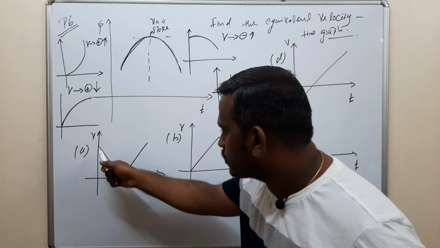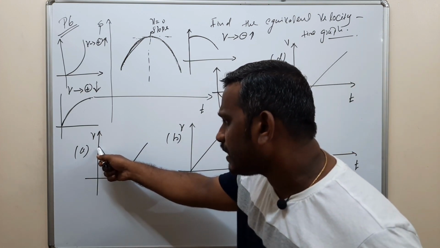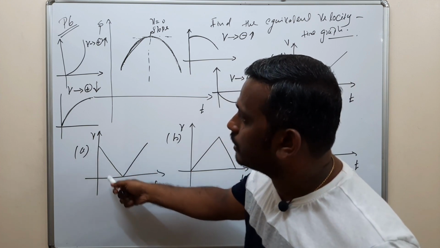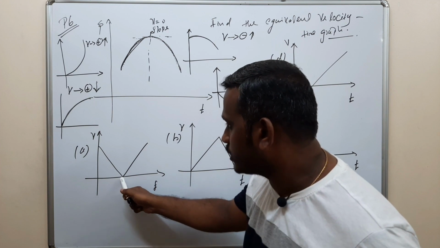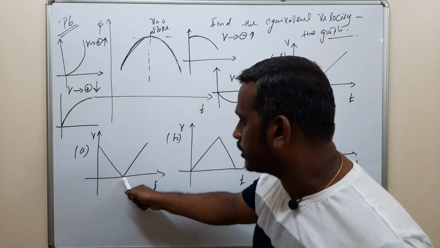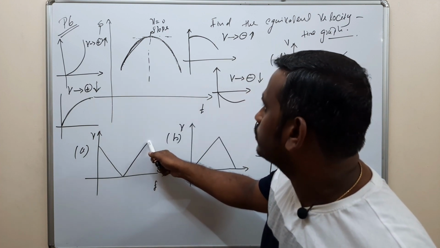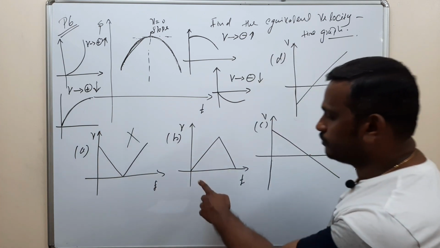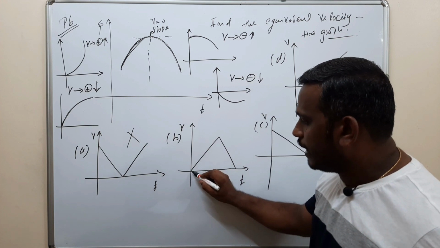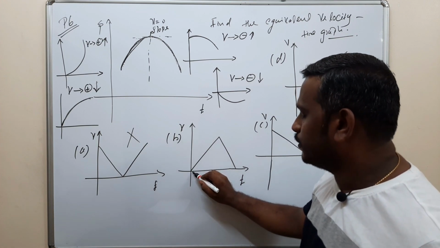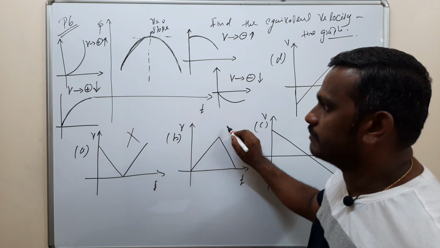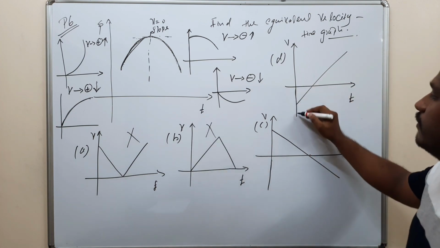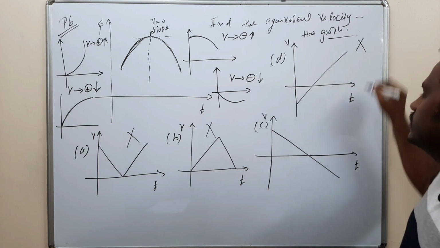In this graph, velocity is first positive and decreasing, then velocity becomes 0 at this point. Again the velocity is positive, so this is not the option. In this option, velocity is 0 and then positive increasing, so this is not the option. Here initially the velocity is negative, so it is not the option.